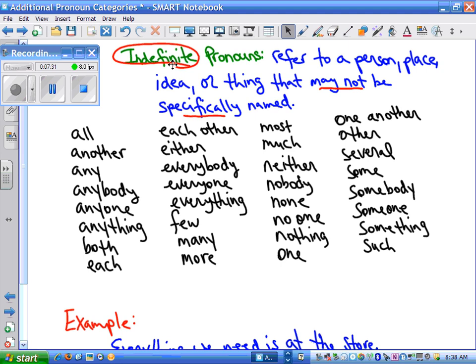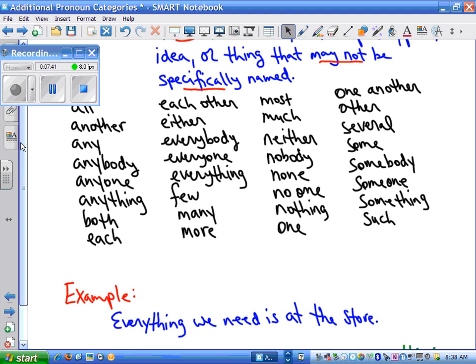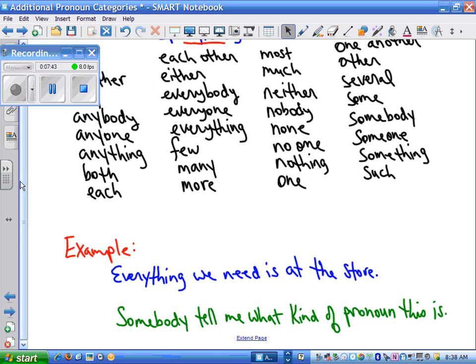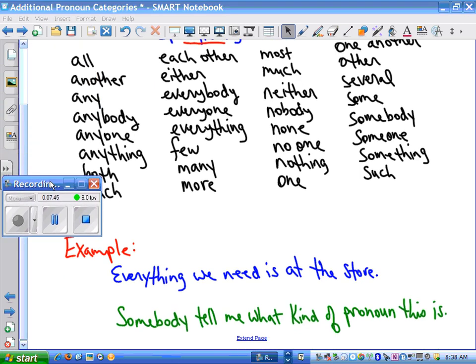Or everything, everyone, everybody, nothing. Okay, these are all indefinite pronouns. A long list of them. Be sure to get to know them well.